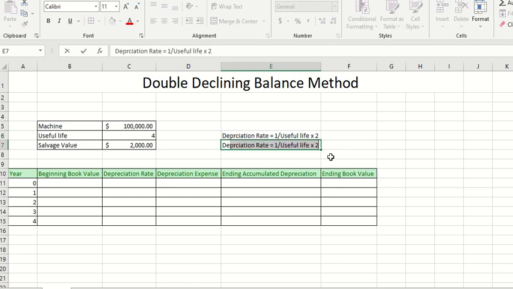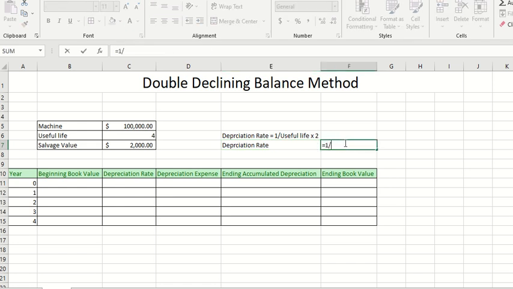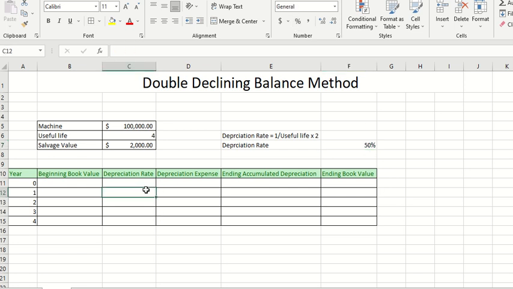So in this one, the depreciation rate should be 1 over the number 4, because we have 4 years. Then we multiply by the number 2. And this one we have 0.5, or we can put about 50%. So for this one, we copy with F4.